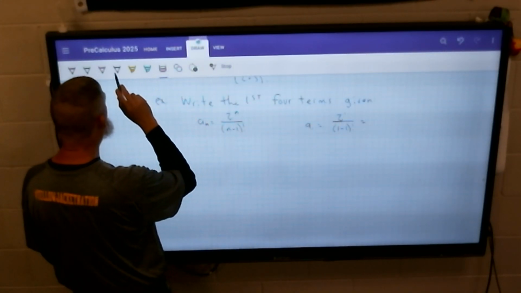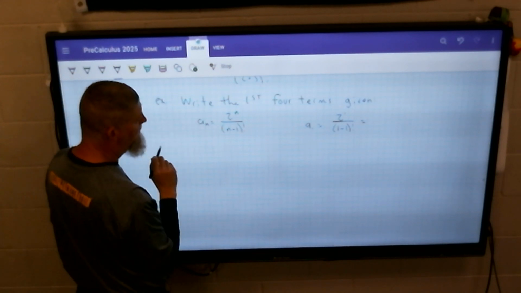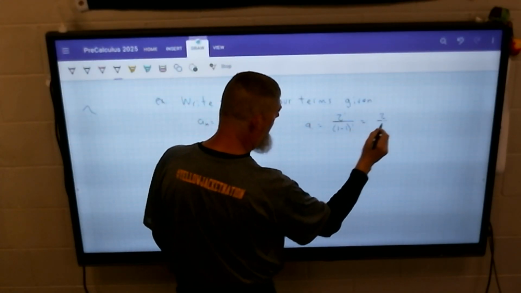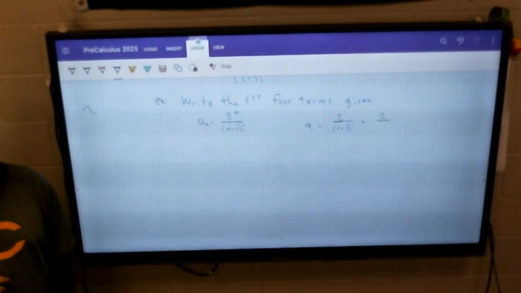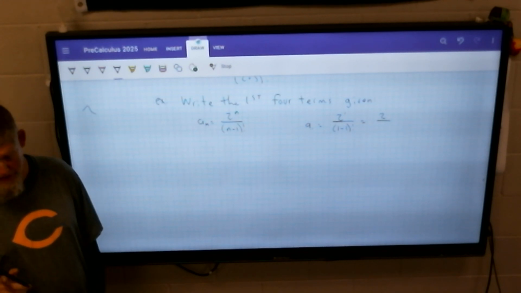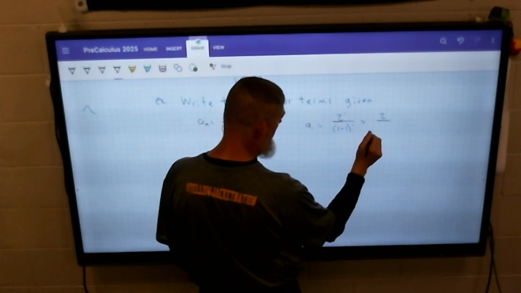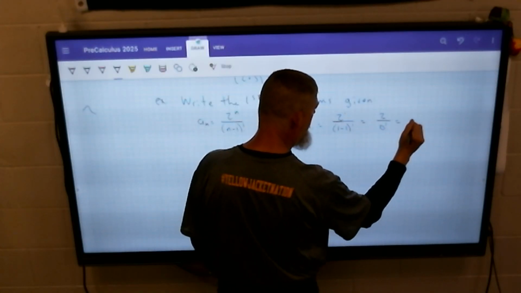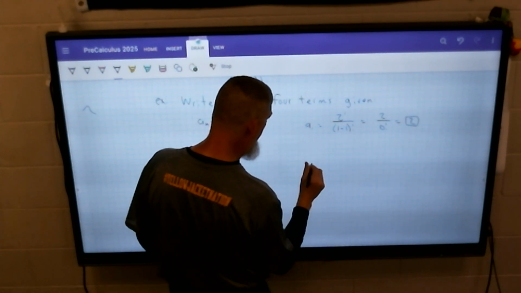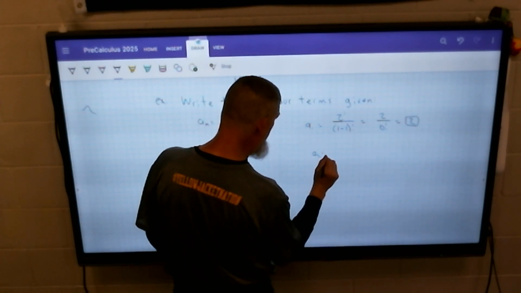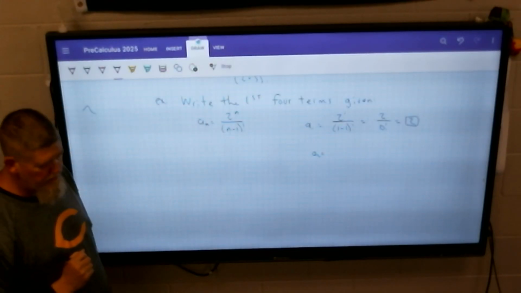So 2 to the first power would be 2 over, what's on bottom? 0 factorial, which is 1, so the answer is going to be 2. Okay. A sub 2. What's a sub 2 going to be?